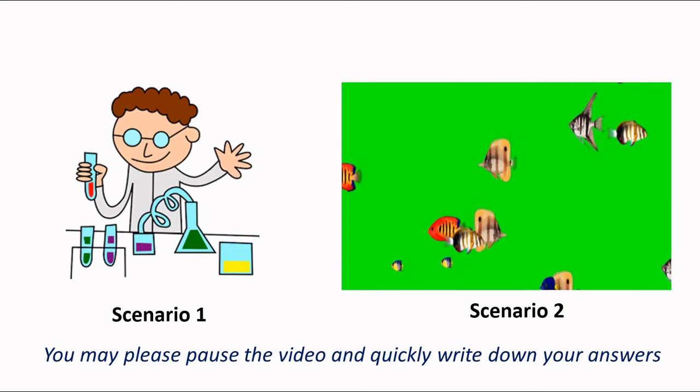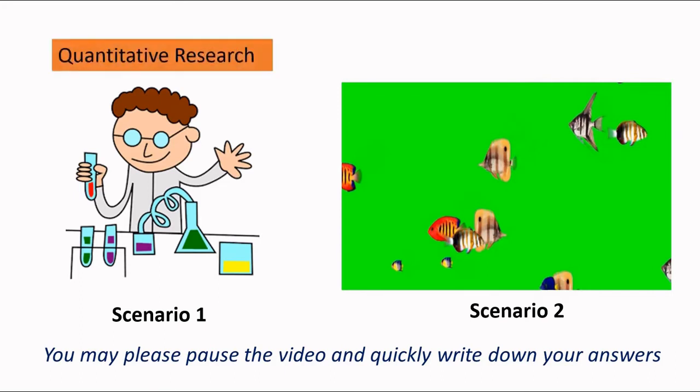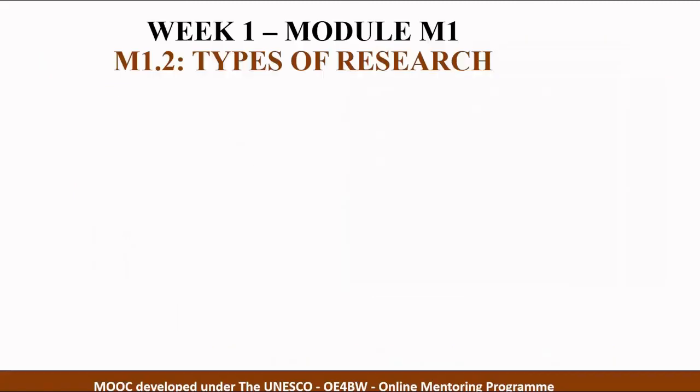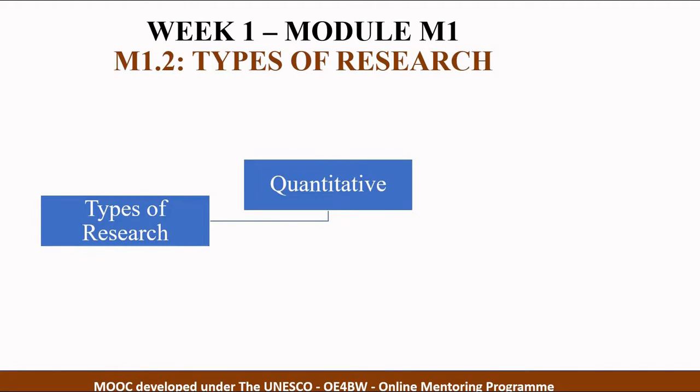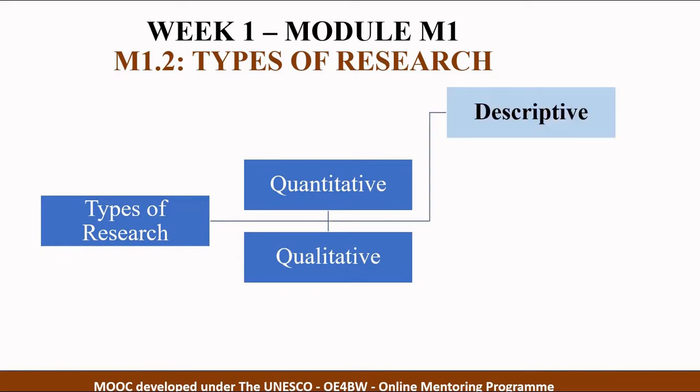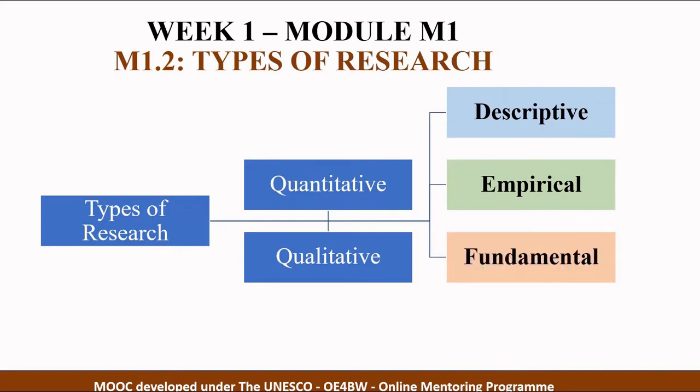Thank you. Most of you would have correctly classified scenario 1 as quantitative and scenario 2 as qualitative type of research study. Whether the research is quantitative or qualitative, based on the thrust area of the research problem that the researcher would like to address, the research study could be of the following type: descriptive, empirical, fundamental, and applied.